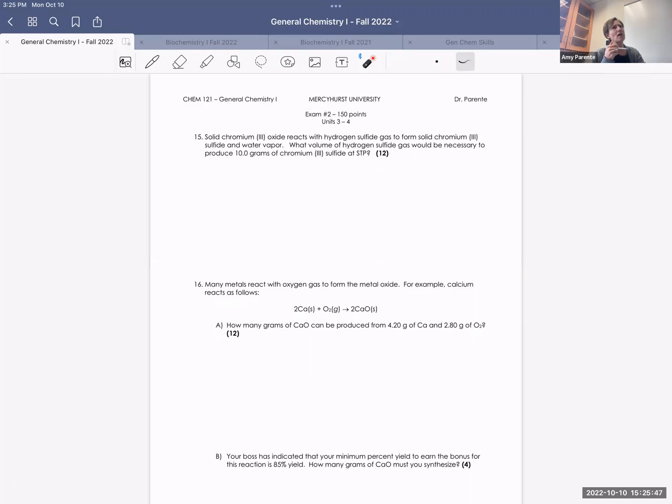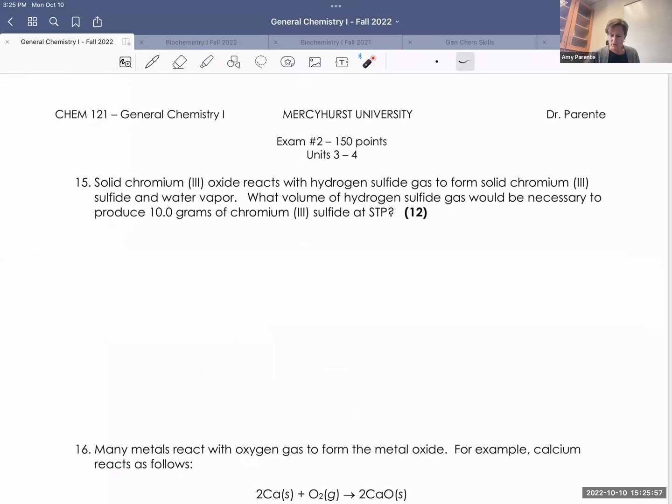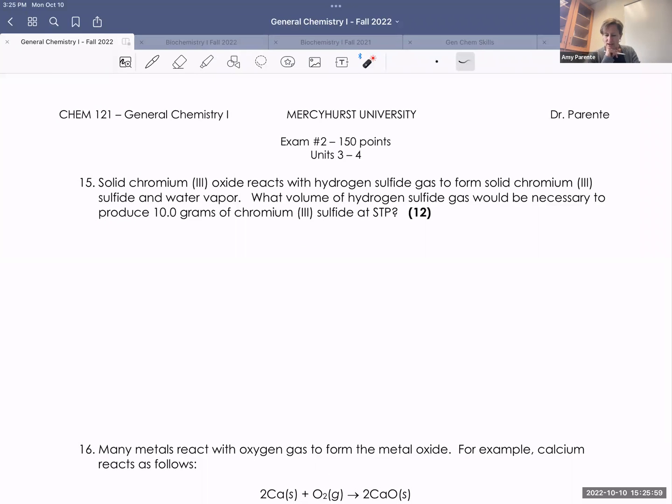Usually the last problem is something that's a little bit on the challenge side. It's going to ask you to put some pieces together, or something that's a little bit later on. Let's see what these were. This one was a stoichiometry problem, right? We're doing chemistry and I don't give you a chemical formula. It says what volume of gas will be necessary to make this much of a solid at STP.